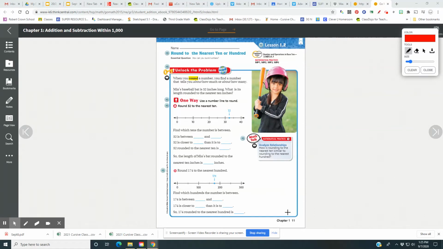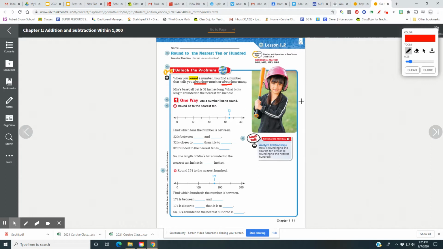Okay, so we're taking a look at page 11, and there's a girl here with a baseball bat. When you round a number, you find a number that tells you about how much or about how many. Maya's baseball bat is 32 inches long. What is its length rounded to the nearest 10?